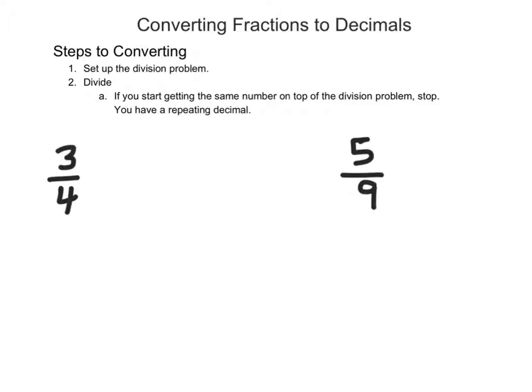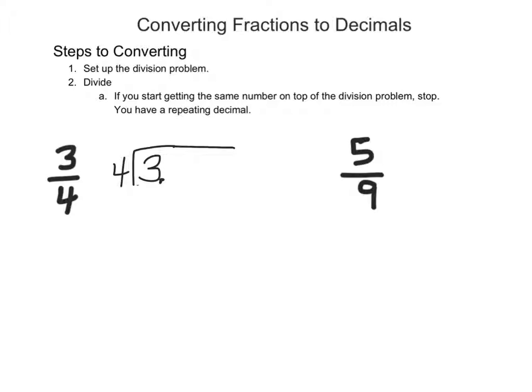3 divided by 4. So I set up the long division. Back to my long division days. 3 divided by 4. The number that's being divided goes on the inside, and the number that I'm dividing by goes on the outside. Make a little decimal place because I know that that's there.